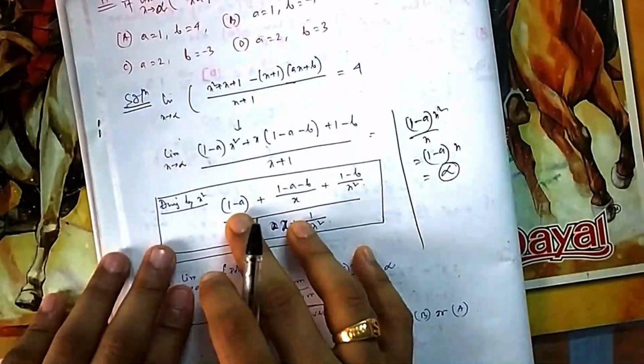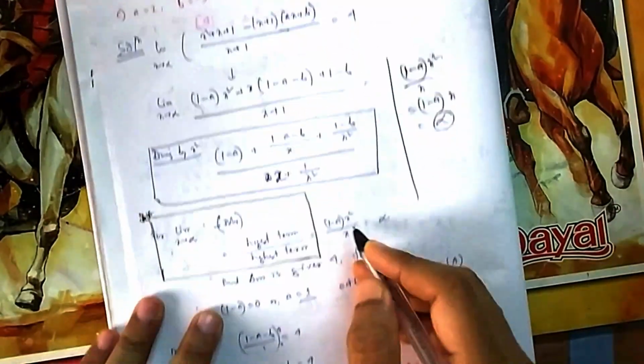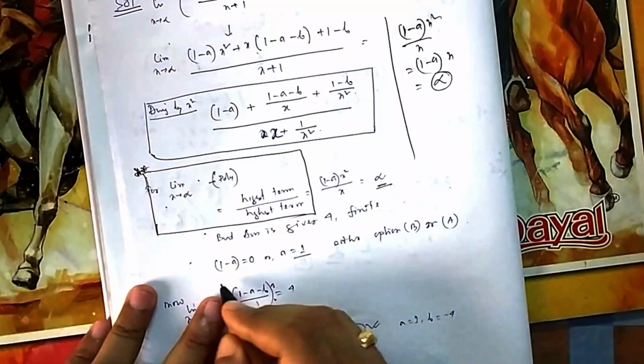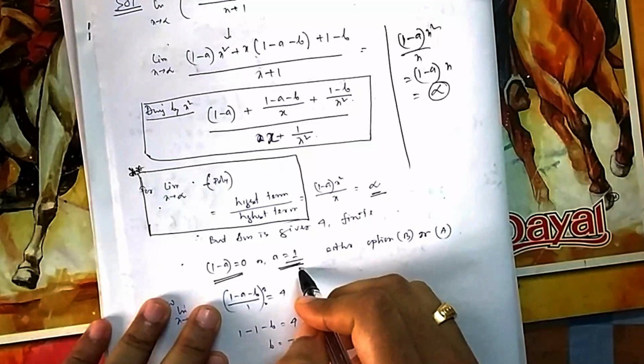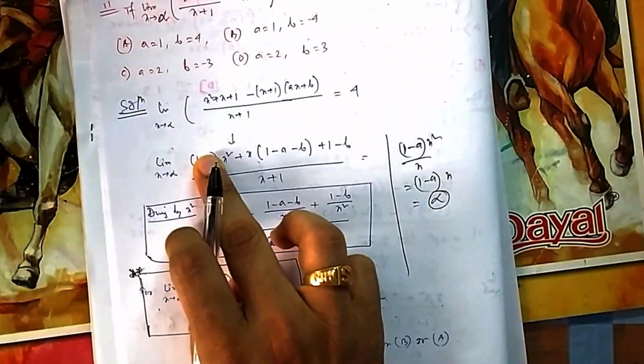That means your 1 minus a should be equal to 0. I told you, I have given here, see, you can say. So that means this should be equal to 0. So that means a should be 1. That is clear. If a is equal to 1, then this goes to 0.